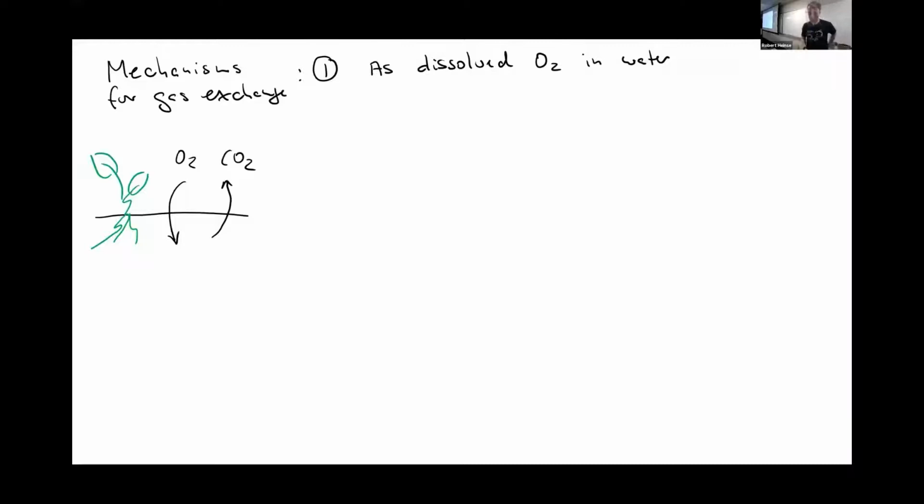Okay. So the amount of oxygen you can dissolve in water in terms of replenishing oxygen in soils is probably fairly minor. Right? So it's a good mechanism, but let's say it's pretty minor. Not terribly important.